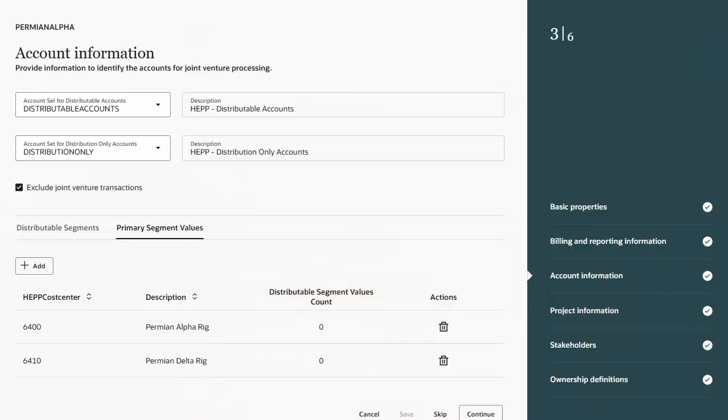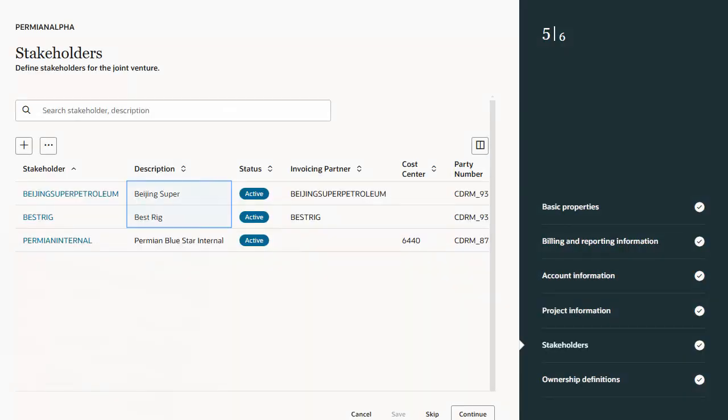Next, let's click the Stakeholders button to review the stakeholders that have been defined for this joint venture. Beijing Super Petroleum and Best Rig are external stakeholders. The managing partner HEPP Petroleum is represented by Permian Blue Star. Let's take a look at the ownership definitions by clicking Ownership Definitions in the right pane.